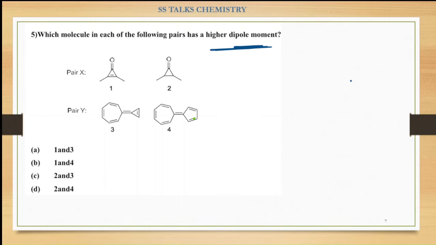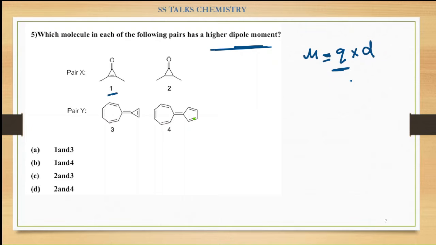Okay, so dipole moment basically means the magnitude, which is charge into distance. So here this is the factor, that is the charge you are encountering. In this, two pairs have been given.